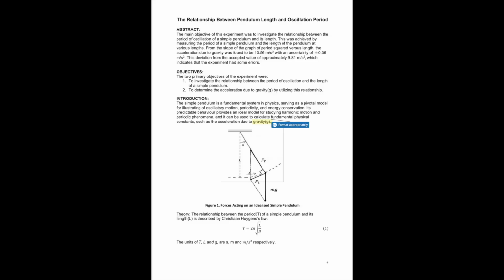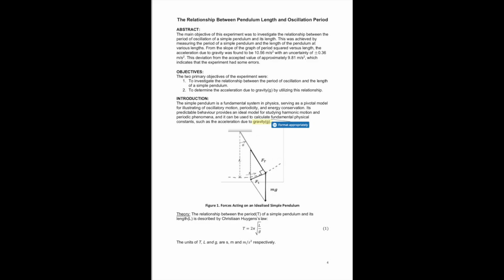Abstract, Objectives, Introduction. Abstract. This abstract is excellent. It is concise, complete, and written in the correct scientific past tense. It successfully summarizes the objective, method, and key result. However, a common issue appears immediately. The final result is reported as g equals 10.56 plus or minus 0.36 meters per second squared.